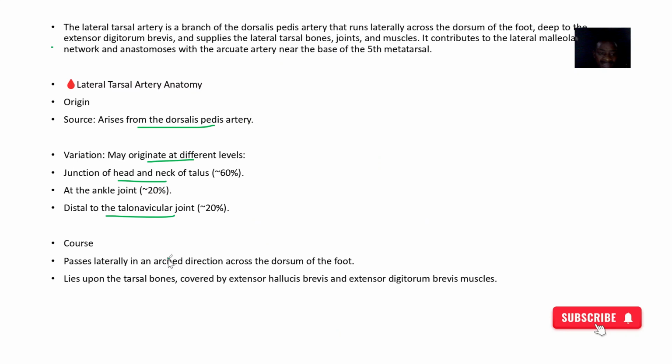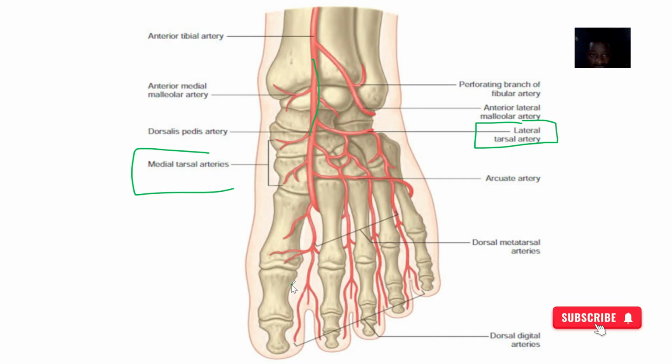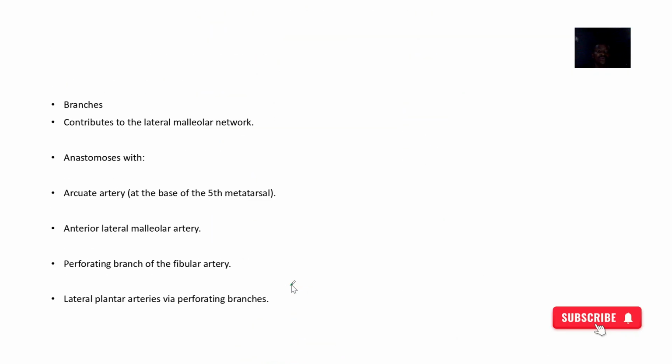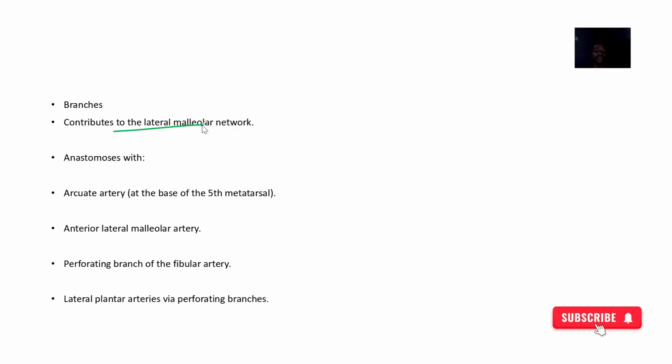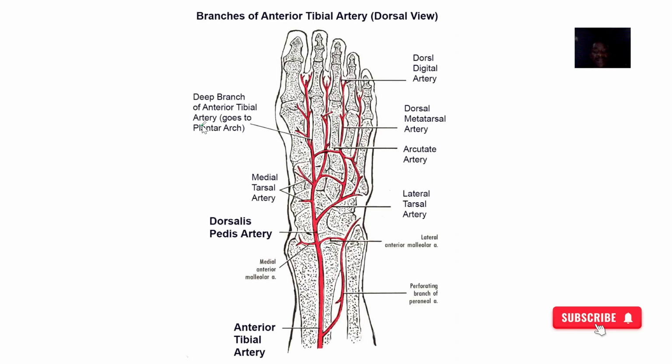So course, it passes laterally in an arc direction across the dorsum of the foot, lies upon the tarsal bones, covered by extensor hallucis brevis and extensor digitorum brevis muscles. Alright. So what are the branches? It contributes to the lateral malleolar network. Okay. So anastomosing with arcuate artery.